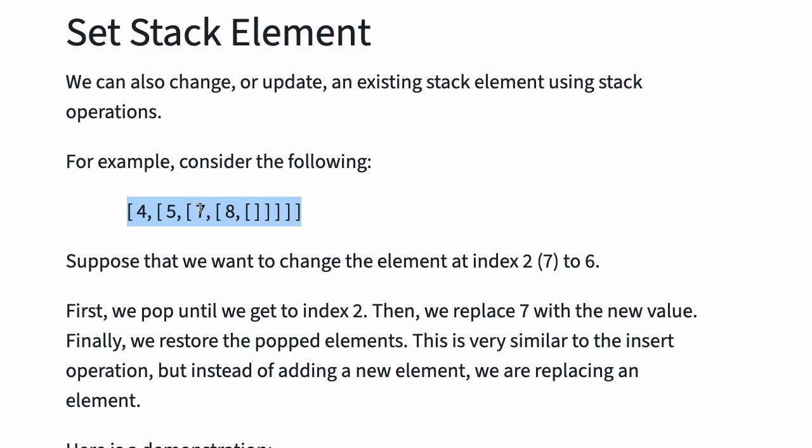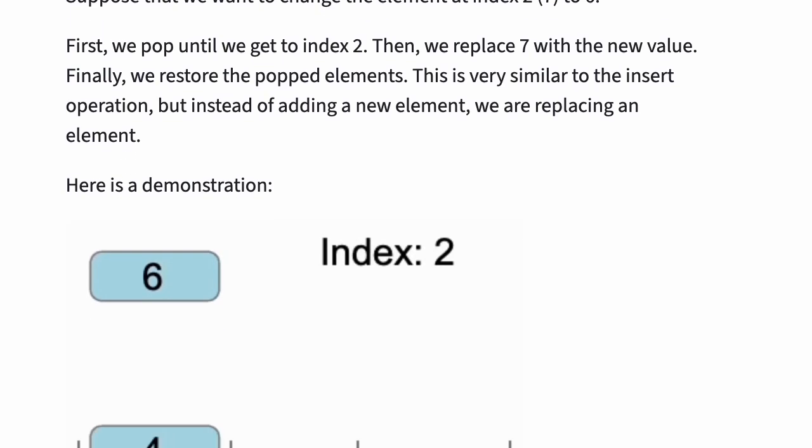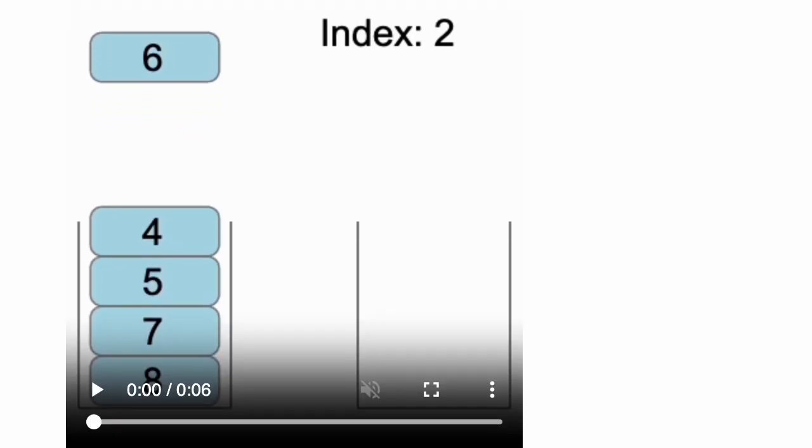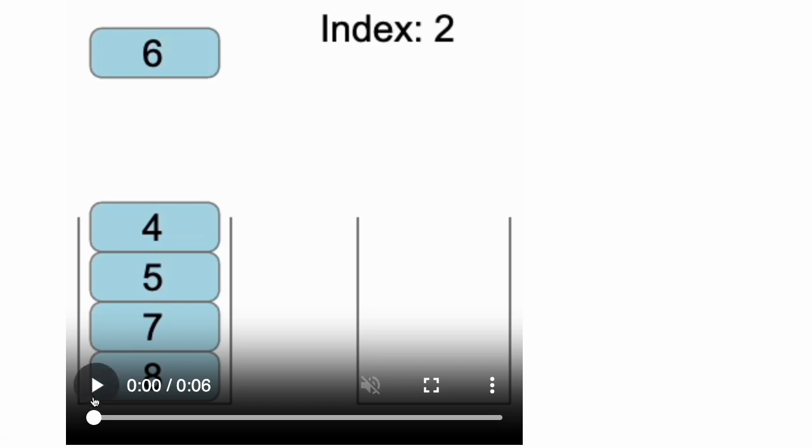Then we replace 7 with a new value. Finally, we restore the popped elements. This is very similar to the insert operation, but instead of adding a new element, we are replacing an element. Here's a demonstration.